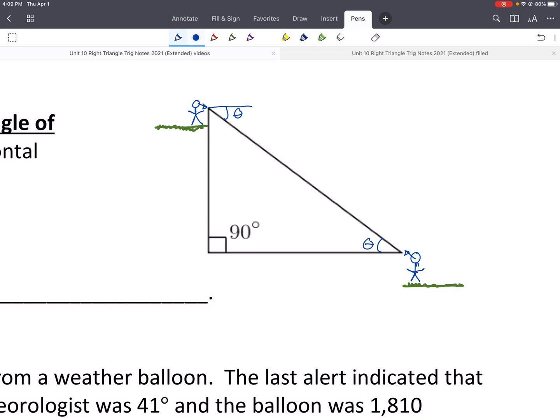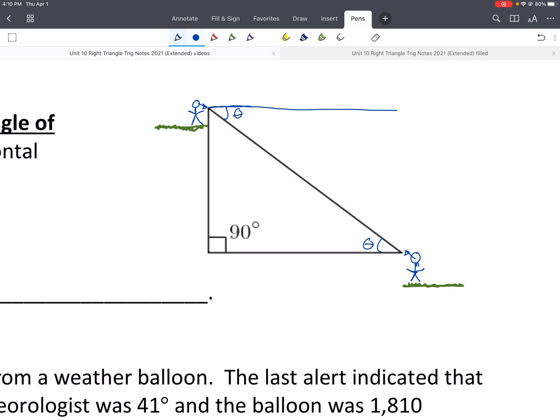As you notice, those angles are alternate interior angles. So the angles are the same. So whether it's depression or elevation, the angle is always the same.